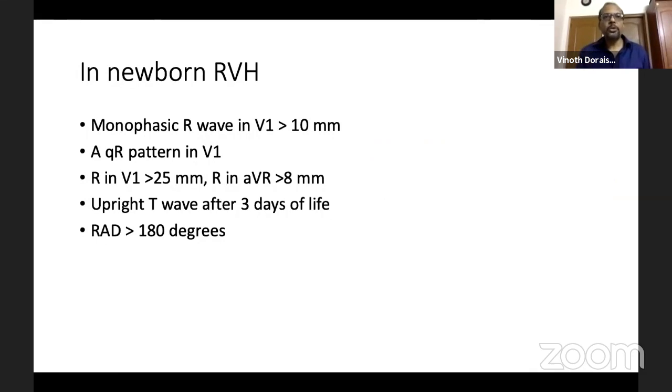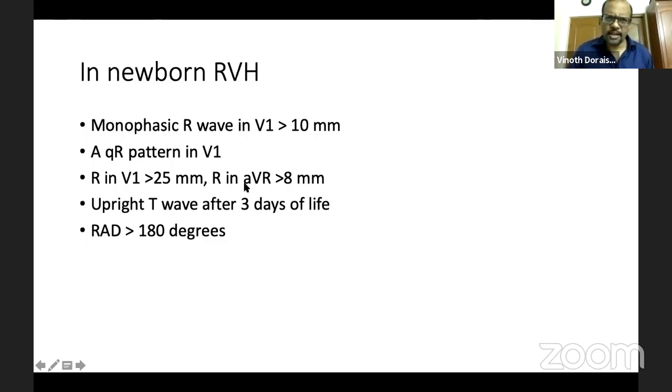In newborn, you know that the right ventricle is more dominant. Therefore, it is difficult to diagnose a right ventricular hypertrophy in a newborn. But there are certain factors. For example, if you have a QR pattern in V1, if you have a monophasic R wave, so only an R wave and no S wave in V1, more than 10 millimeter, or R in V1 more than 25 millimeter, R in AVR more than 8 millimeter, or if you have an upright T wave after the first week of life, which we will explain, and you have a right axis deviation.